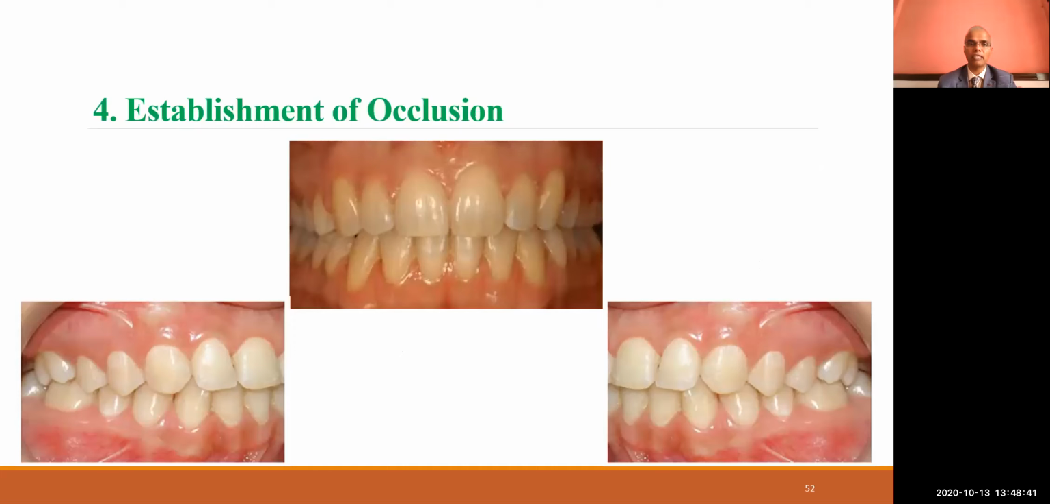Then next is establishment of normal occlusion. There is proper intercuspation, proper cusp fossa relationship, proper cusp embrasure relationship, normal overjet, and normal overbite.